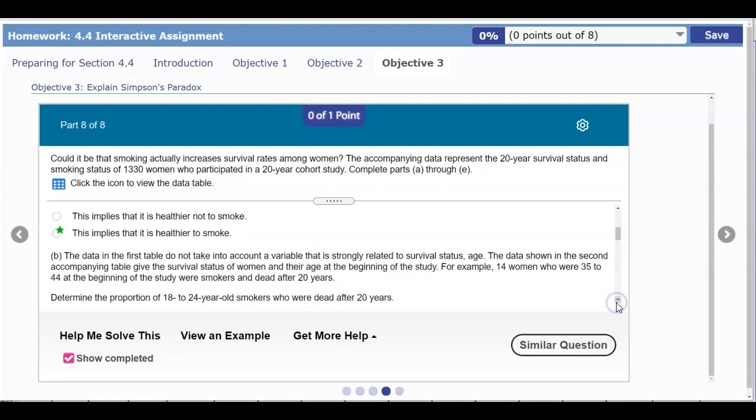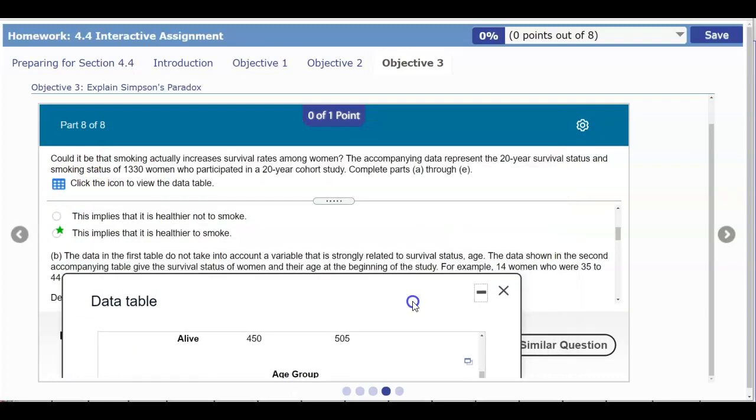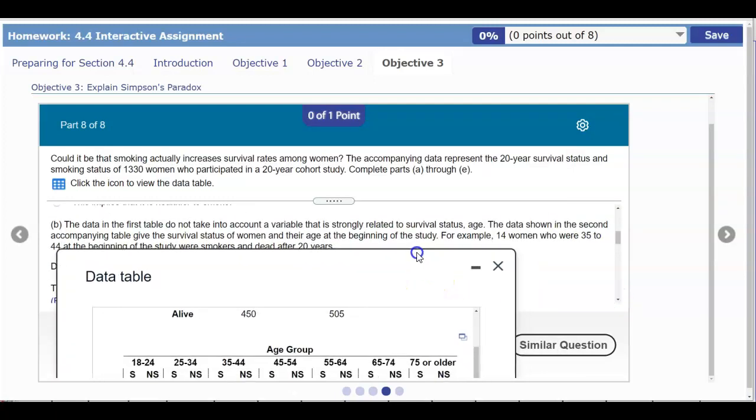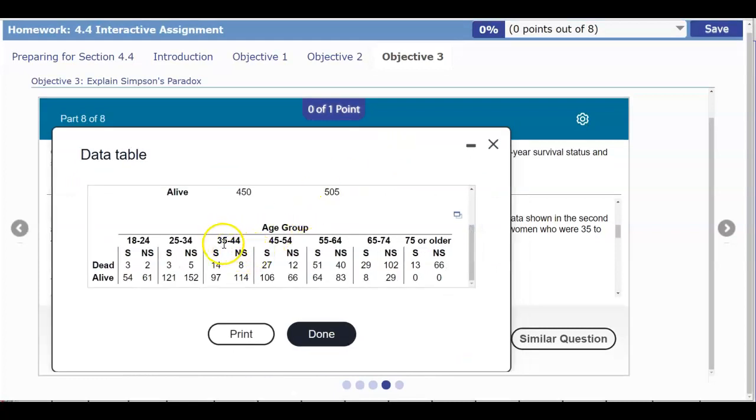Now, the data in the first table do not take into account a variable that is strongly related to survival status, which is age. The data shown in the second accompanying data table gives the survival status of women and their age at the beginning of the study. So, for example, I'm going to open this up and take a look at that second table. What it's saying here is that, for example, for 35 to 44, there are 14 women.